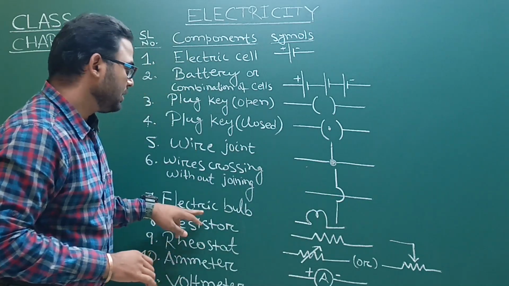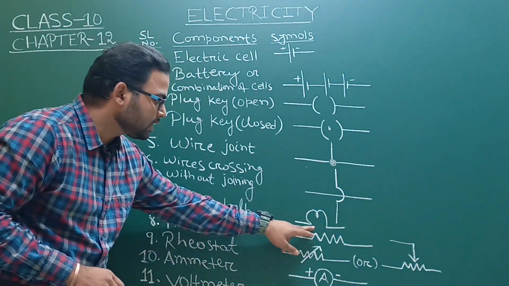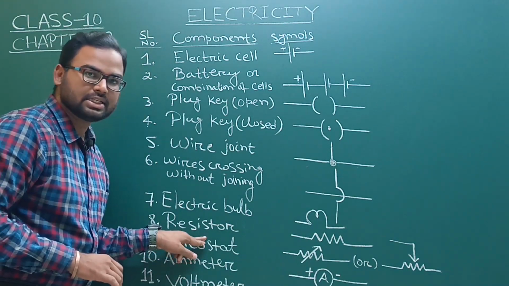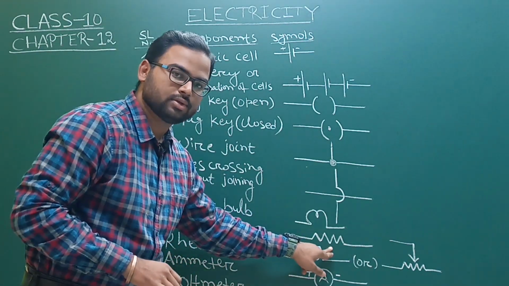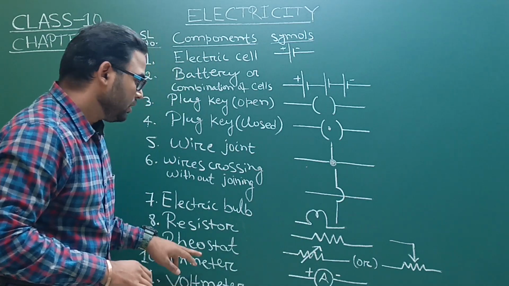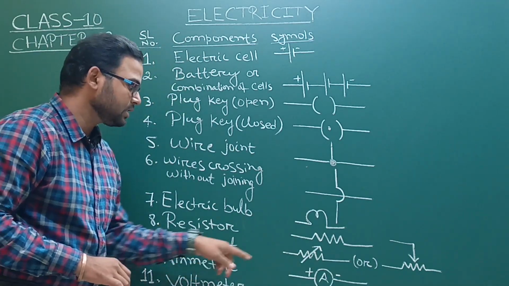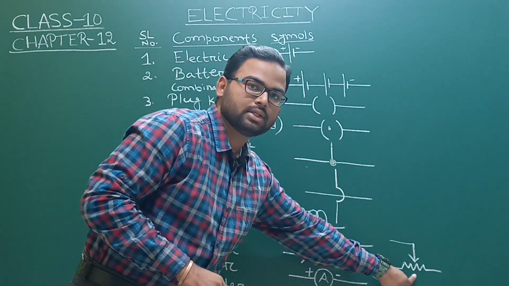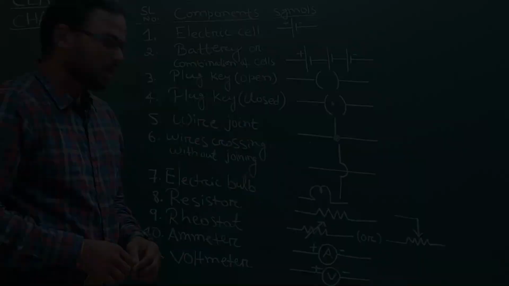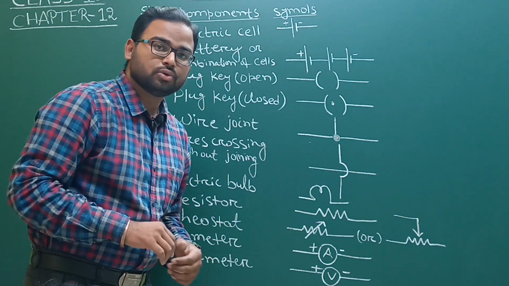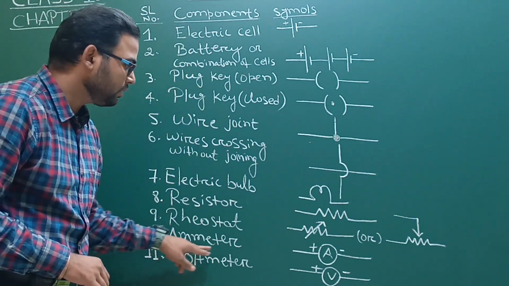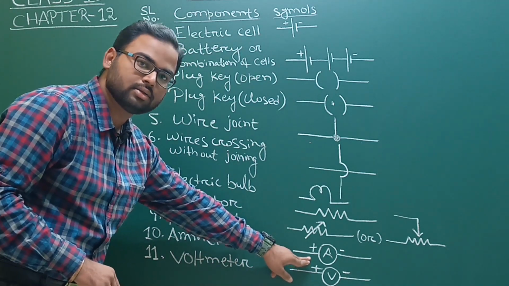Okay. Then the electric bulb is represented by this symbol. And the resistor is represented by this one. Okay. The rheostat is represented by this symbol or this type of symbol. Okay. Then if we want to represent an ammeter in a circuit, it is represented by this symbol.